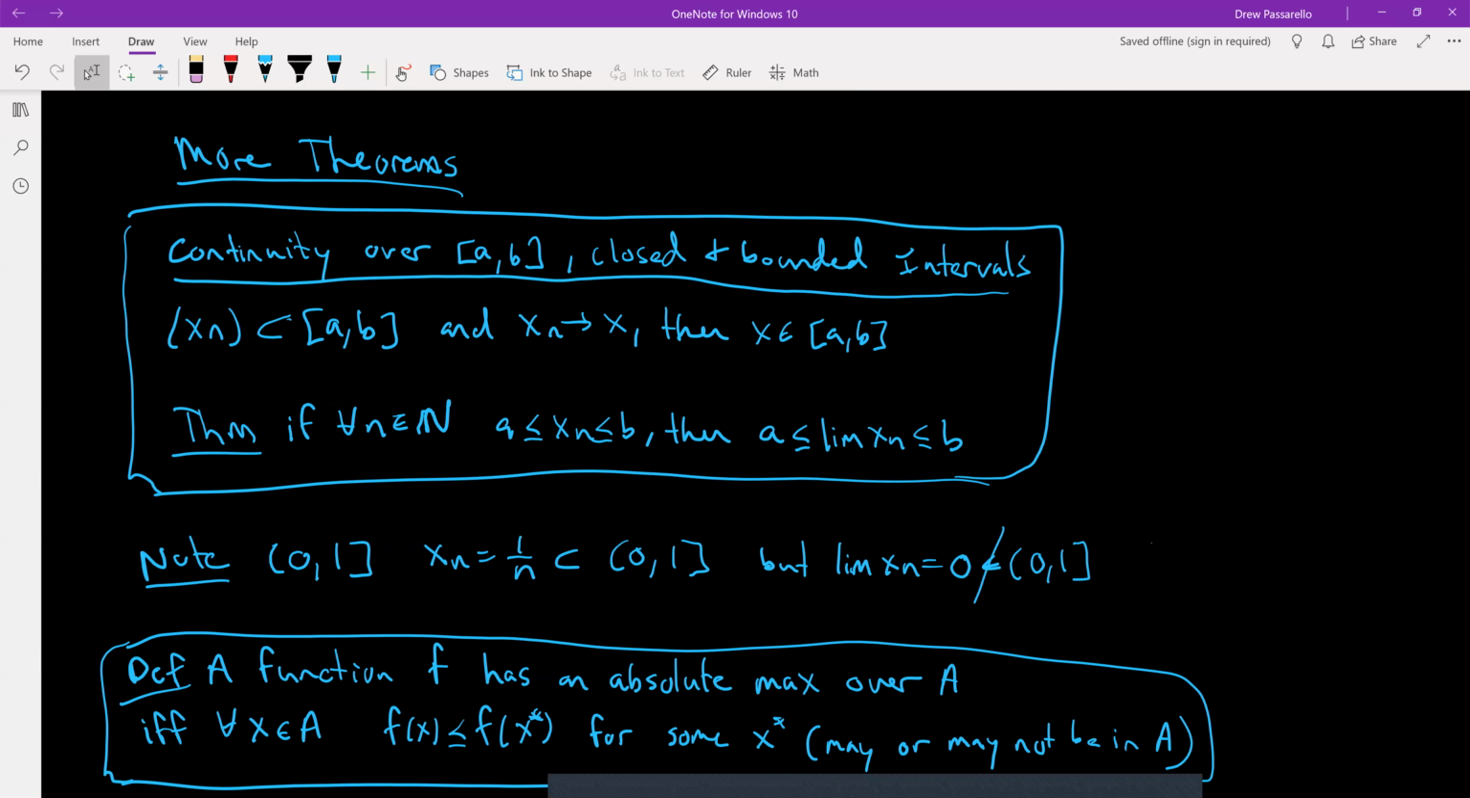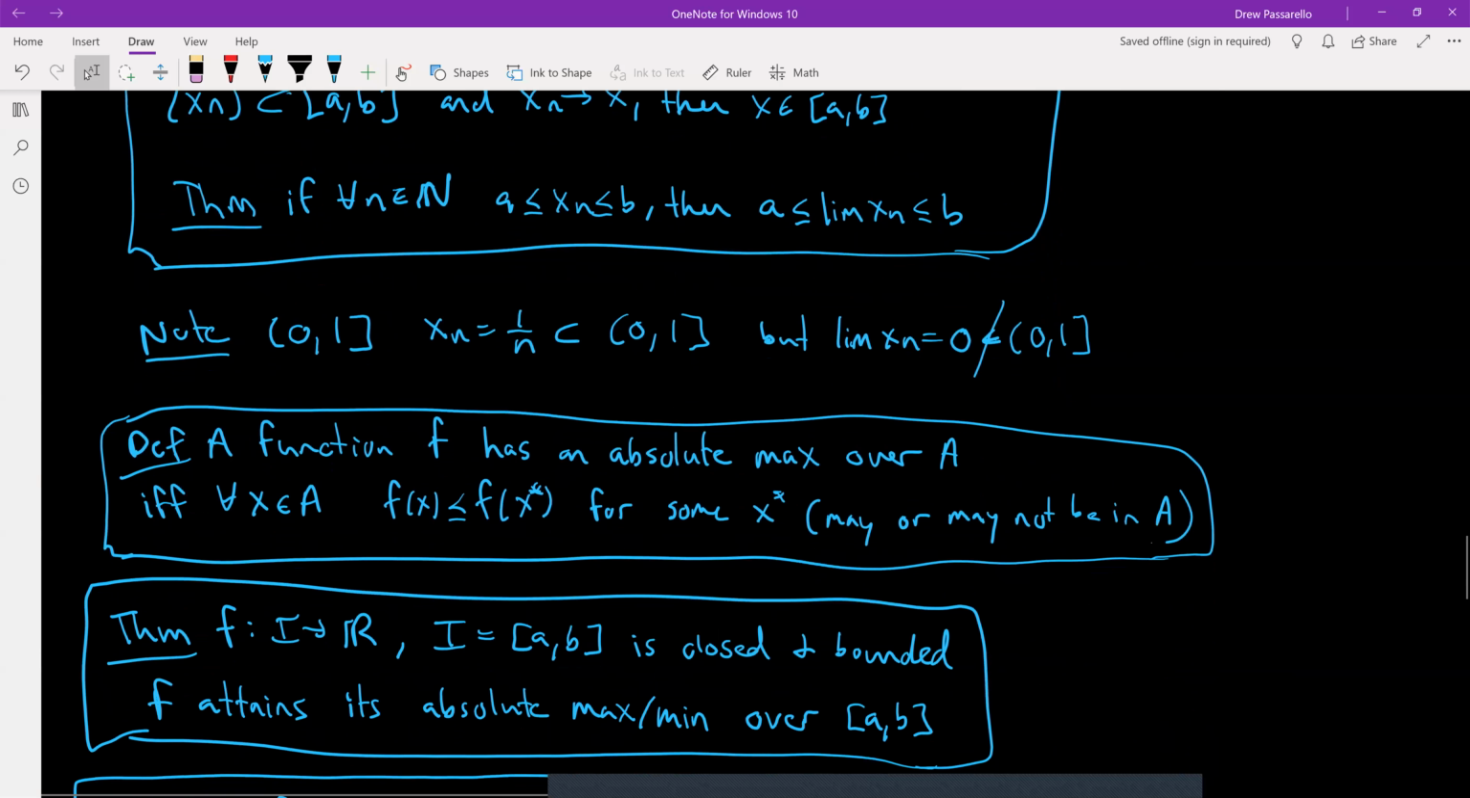Note that if, let's say you had a half open interval, so it's open around 0 and closed around 1, you could have the sequence 1 over n in that interval. But the limit of this, as n goes to infinity, is 0. And 0 is not an element of that interval, where there's a parenthesis around 0 and a bracket around 1. So it's required that you have a closed and bounded interval for the limit to be part of that interval.